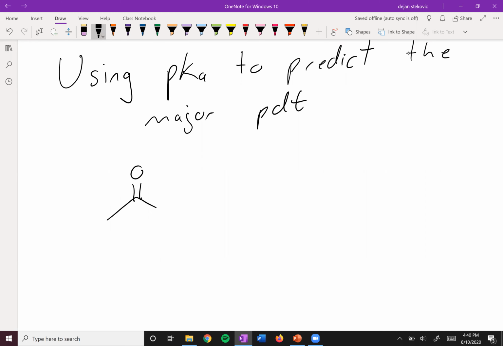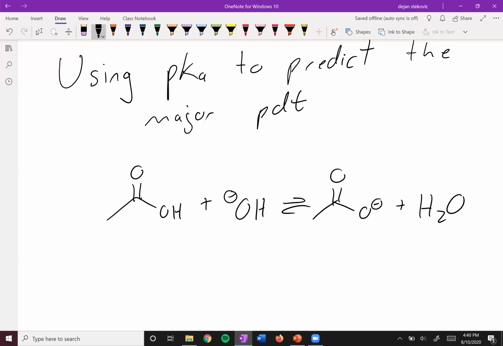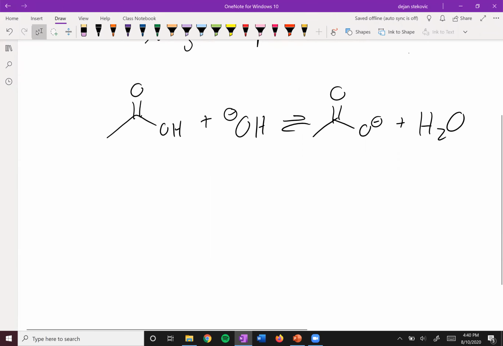We'll have this compound right here. This is known as a carboxylic acid. We'll have some hydroxide reacting, and we want to predict, right, here's the products. We want to predict which side is favored, the left side or the right side. And so what we want to do is use our pKa chart.